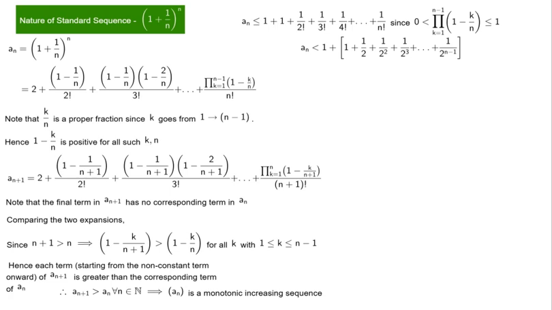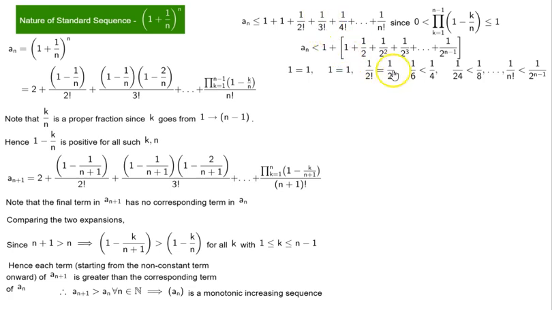Because we can see that 1 is equal to 1, 1 is equal to 1. 1 by 2 factorial is nothing but 1 by 2, so 1 by 2 is equal to 1 by 2. So the first three terms are the same. Now let's look at the next one.